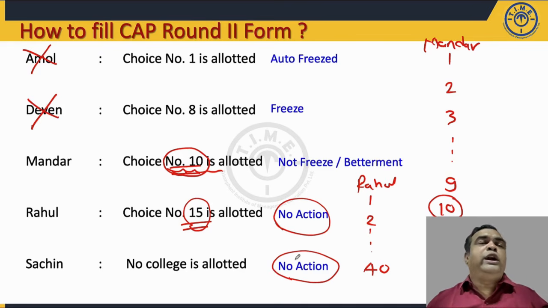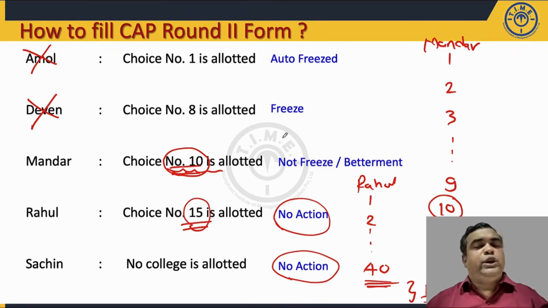Sachin was not allotted any college. He can fill all 1 to 40. But as in 1 to 40 none of the colleges was allotted, what can he do? He can fill 1 to 40, but for the last 10 colleges he can go for lower colleges, or he can retain 1 to 40 and choose 10 more colleges where he can get the admission.